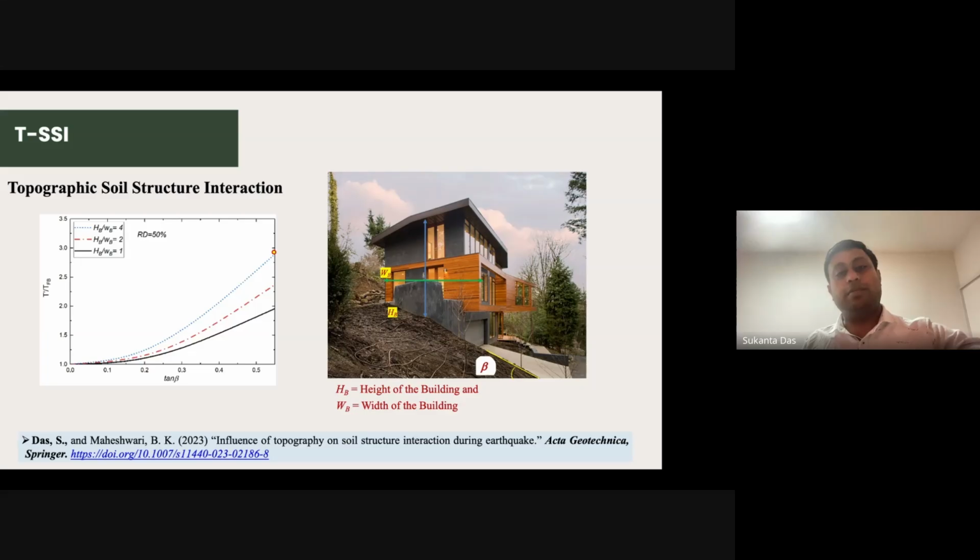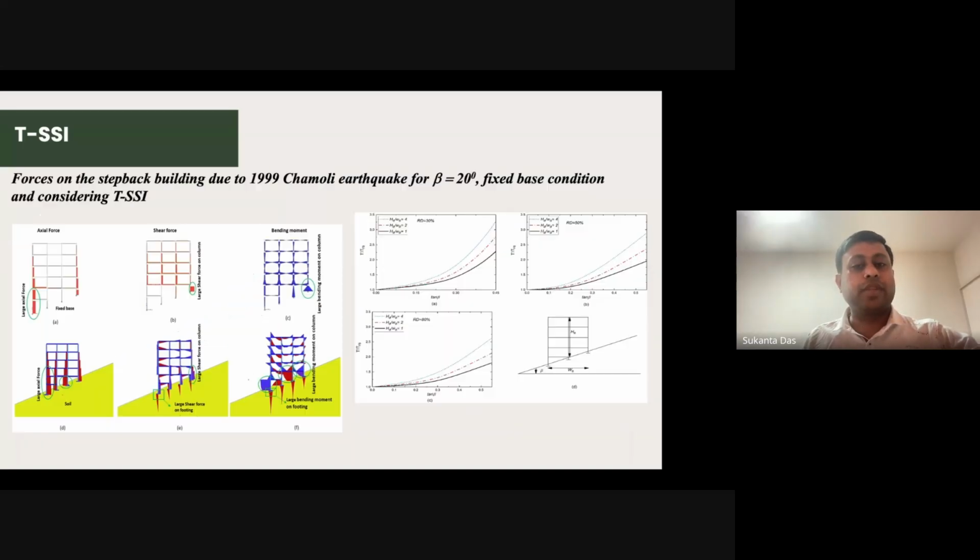G plus more than G plus 4 as per codal provisions. That means the soil structure factor is very important in the case of hill areas. Not only if you have very loose conditions, even if you have some sloping angle and you are constructing a building, it is very important to consider the soil structure interaction factor before designing or any kind of structural intervention.